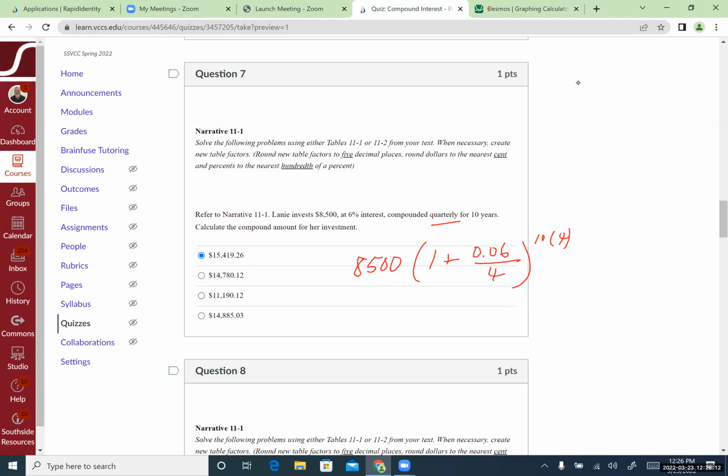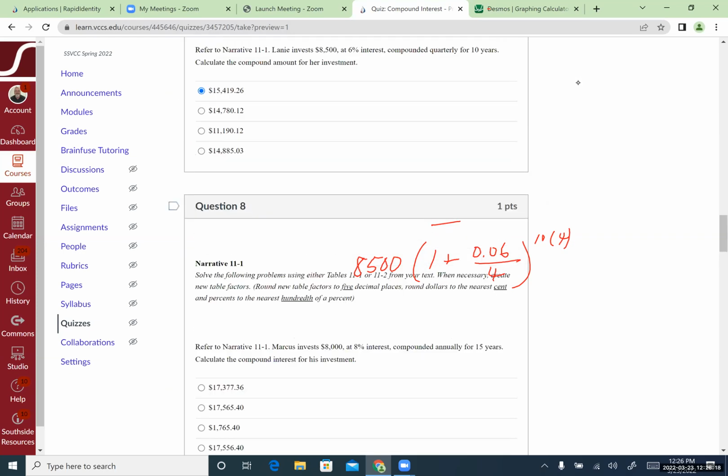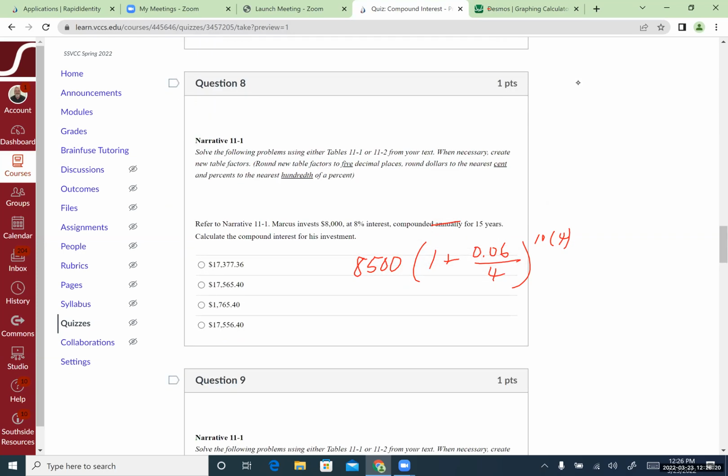There it is right there. It's off a dime. We're all right with a dime out of $15,000. I can live with that.